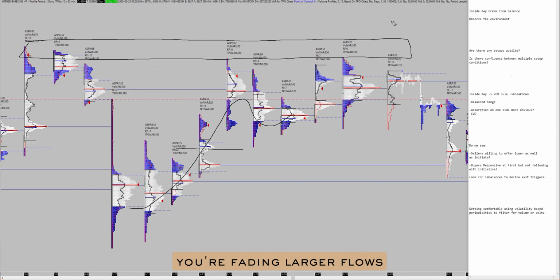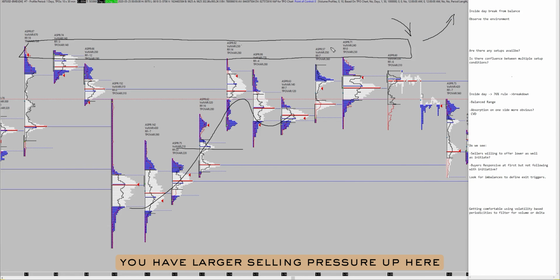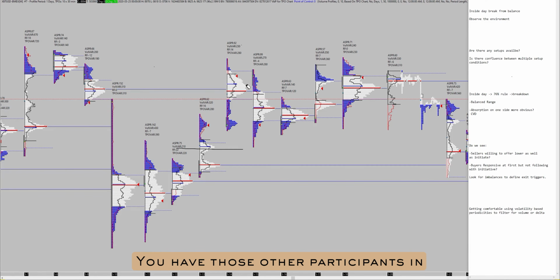You know that at this point you're fading larger flows if you're taking a trade at this high in anticipation of moving upward. You have larger selling pressure up here because it's a larger area within market structure. You have those other participants that are maybe not necessarily involved at the midpoint of ranges or within micro ranges, because they're not typically scalping within those small structures. So we look for passive selling, so willingness to offer this at lows, and we look for a lack of initiative buying response.